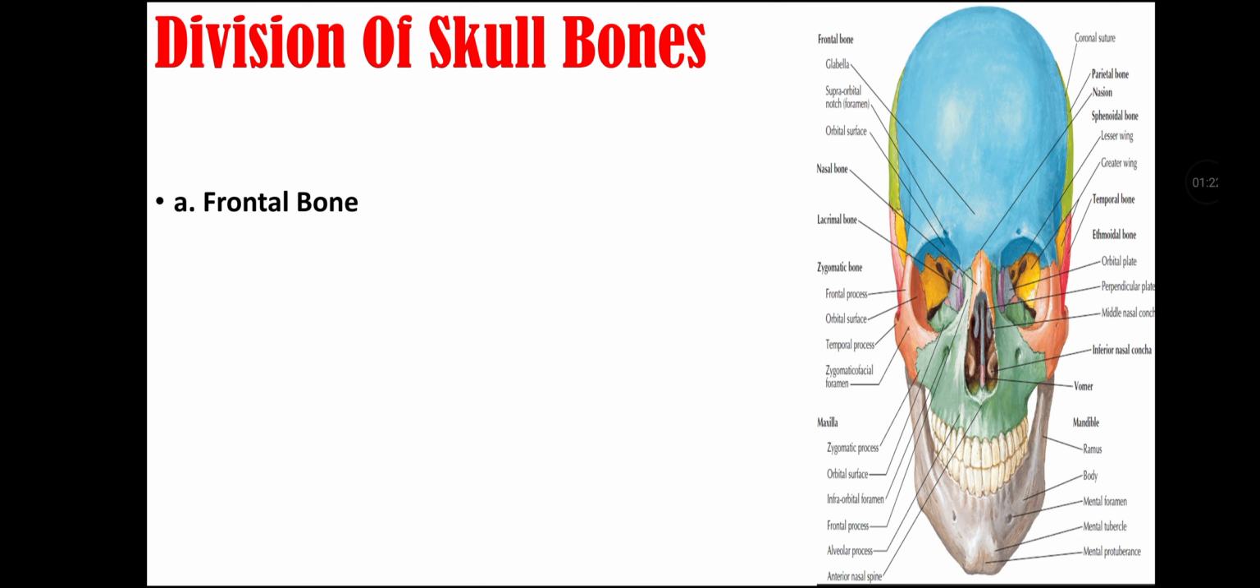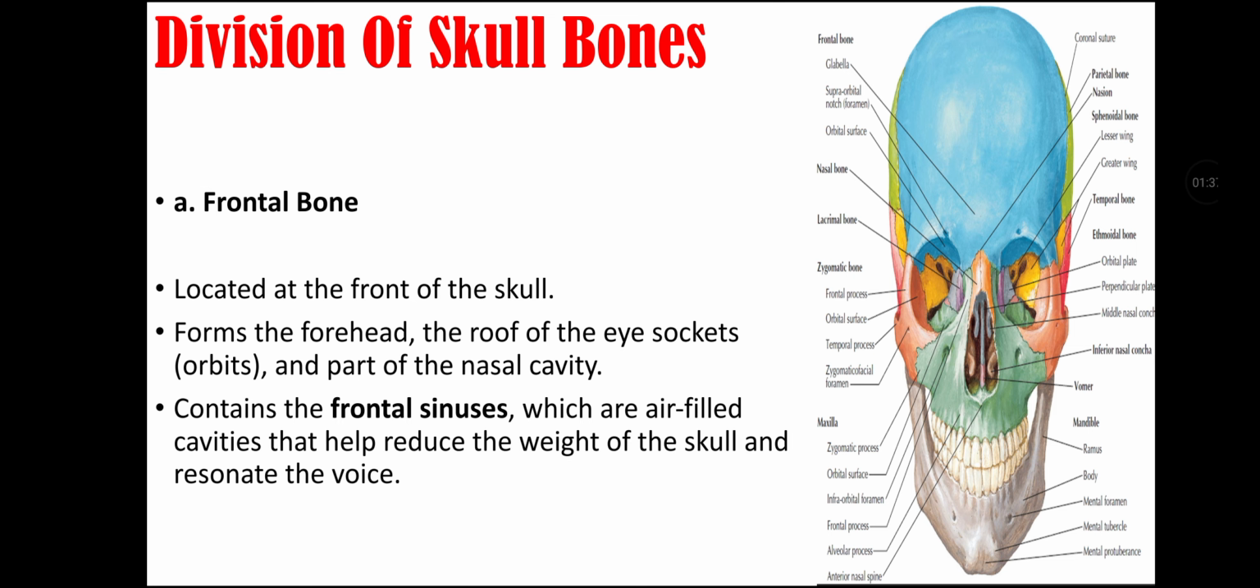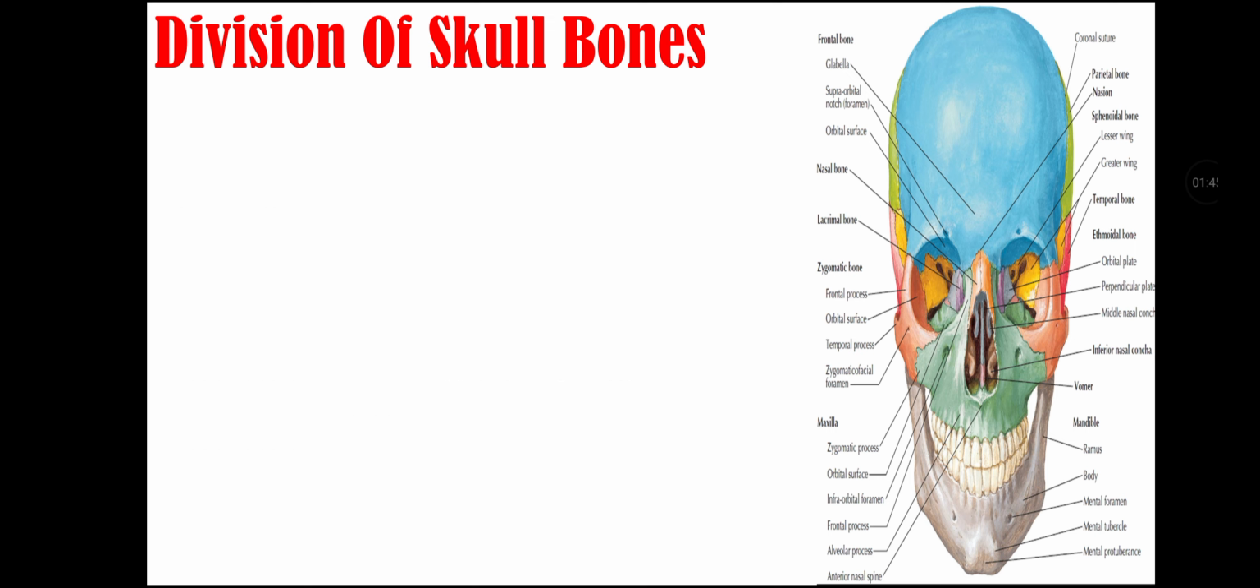First is the frontal bone. You can see the frontal bone in the diagram. It is present in blue color. It is located in the front of the skull as you can see in the diagram. It forms the forehead, the roof of the eye sockets and part of the nasal cavity. It contains the frontal sinuses, which are air-filled cavities that help reduce the weight of the skull and resonate the voice.